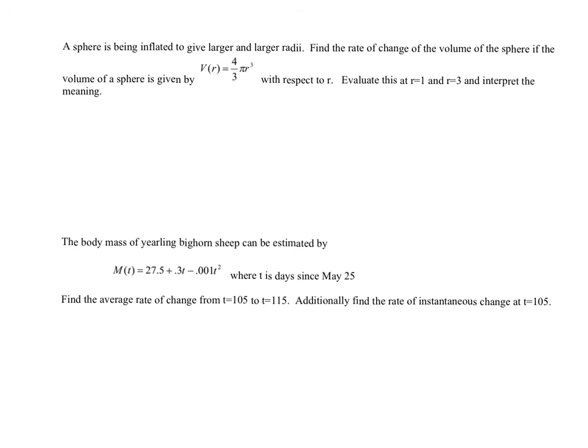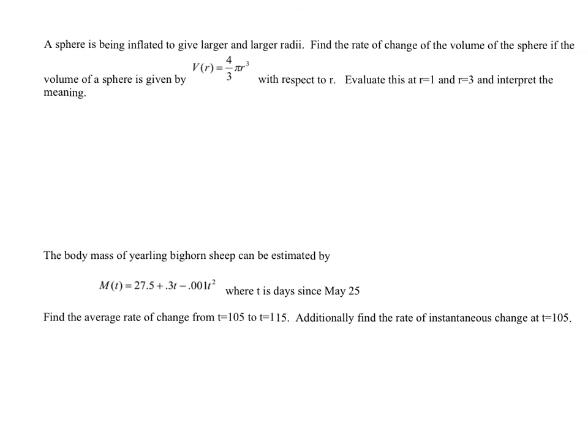So here's an example where it says the sphere is being inflated to give larger and larger radii. Find the rate of change of the volume of the sphere if the volume of the sphere is given by 4/3 pi r cubed with respect to r. So we want to know how fast is the volume changing as the radius changes. So you can think of this sphere, or a balloon, or a ball of some sort that we're inflating. So the volume of this ball is 4/3 pi r cubed.